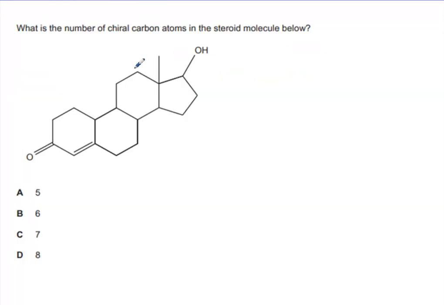So our next question asks us to identify the number of chiral carbons. Now we have to remember that is an asymmetric carbon, 4 different groups. So let's go around every carbon and see if there are 4 different groups attached. I'm going to start here.